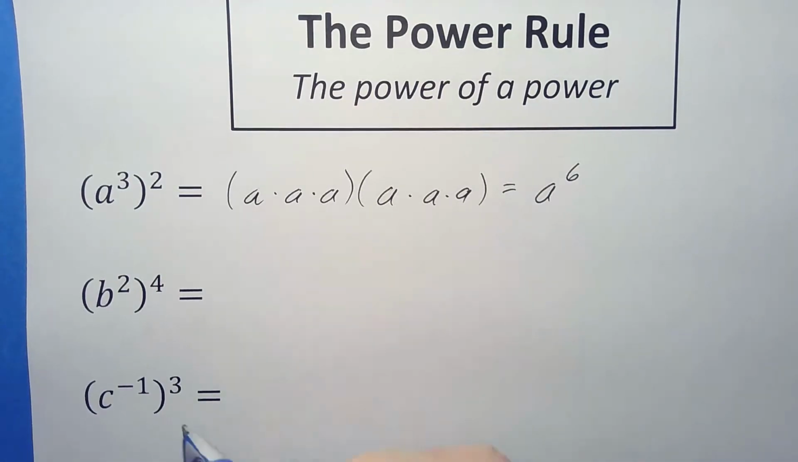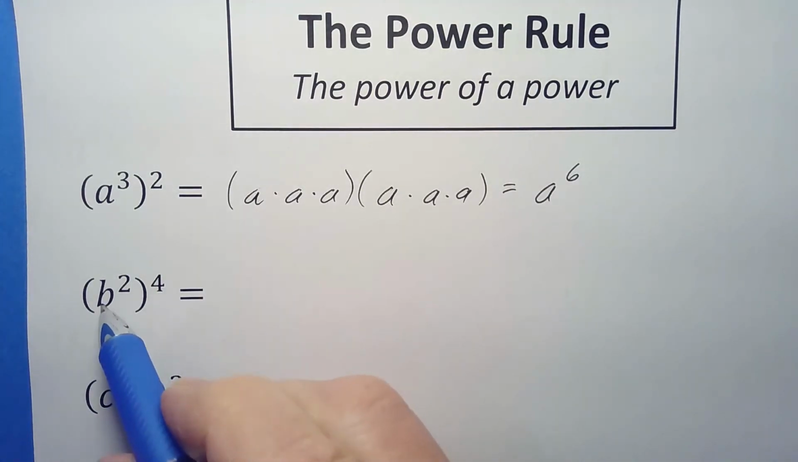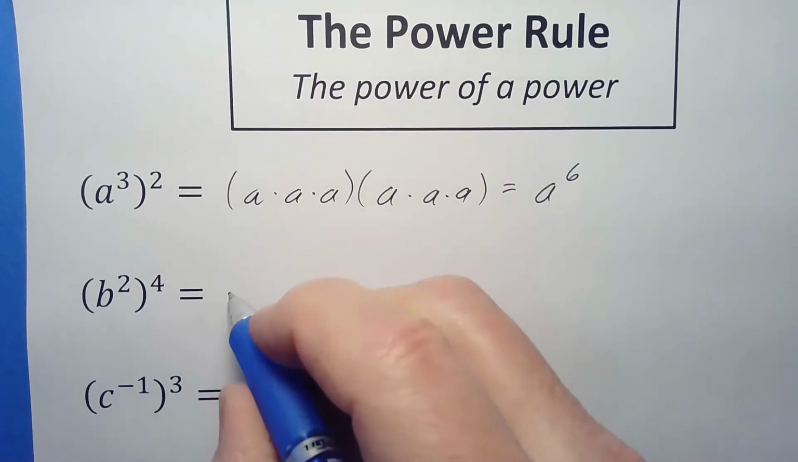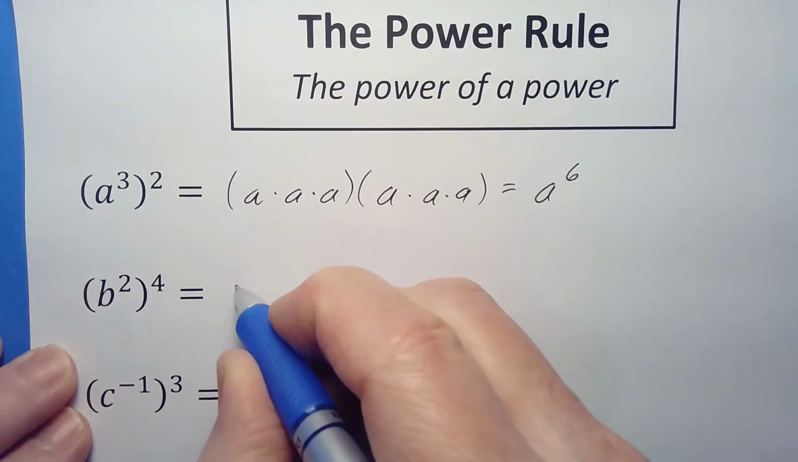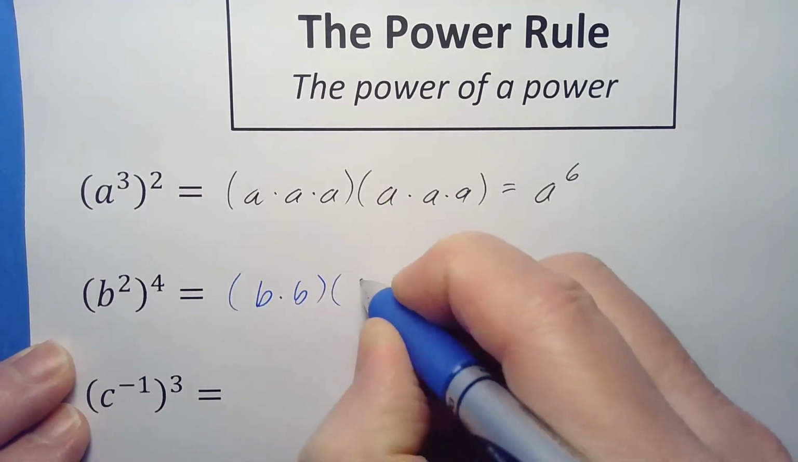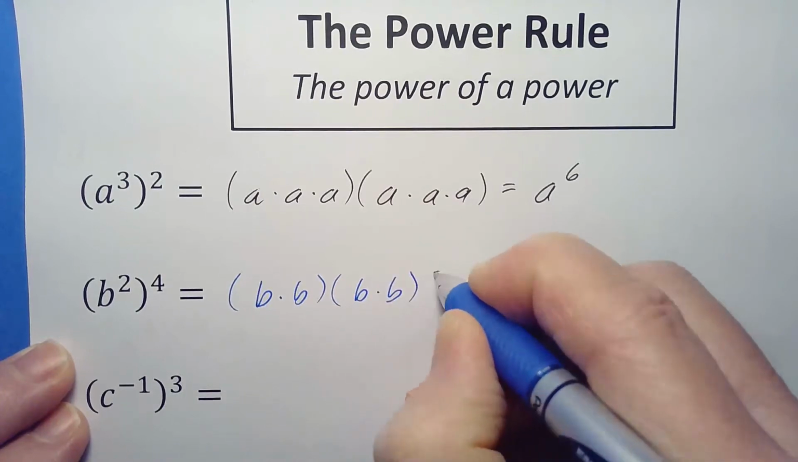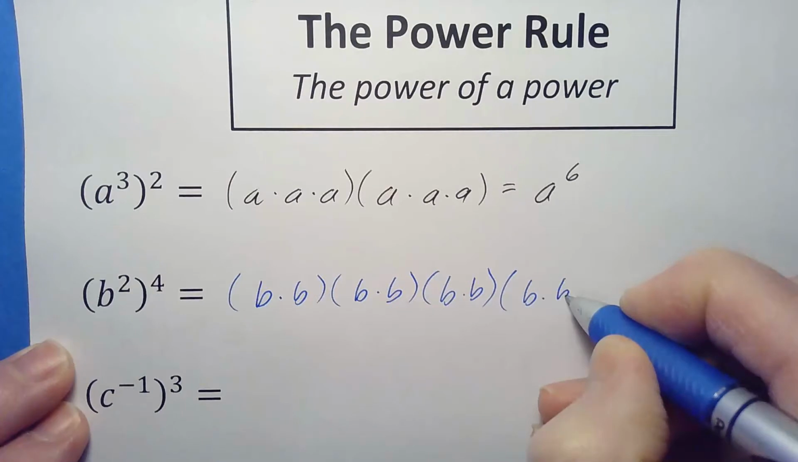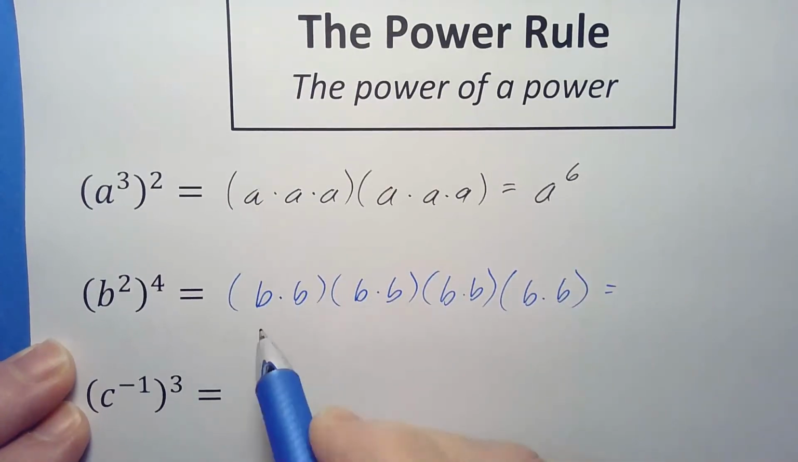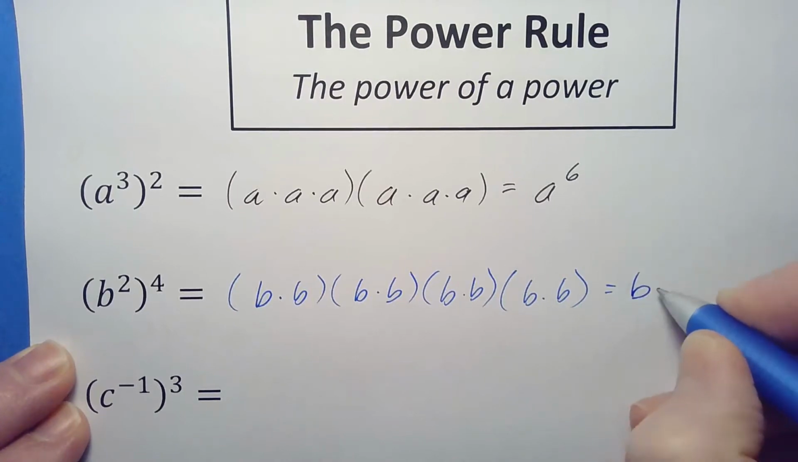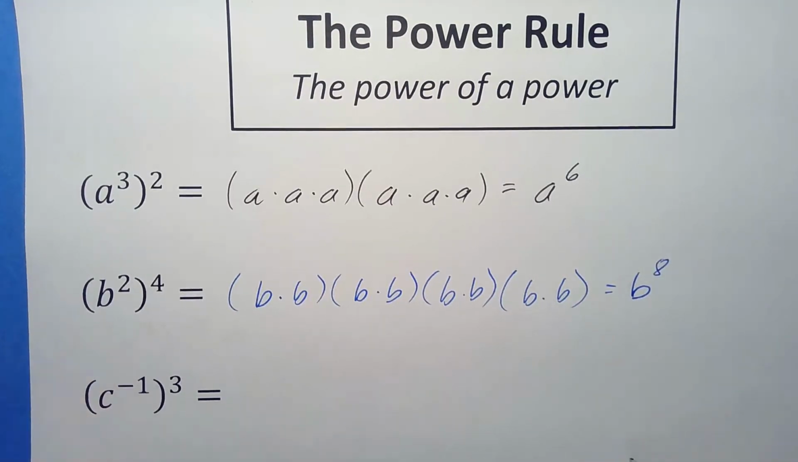All right? Well, let's look at this next one. Now I've got b squared to the 4th power. Again, let's work it out. First, I've got b times b. Then I've got another b times b. Once again, b times b. And finally, b times b. Well, let's see. We got 8 b's multiplied times each other. So that makes this whole thing b to the 8th.